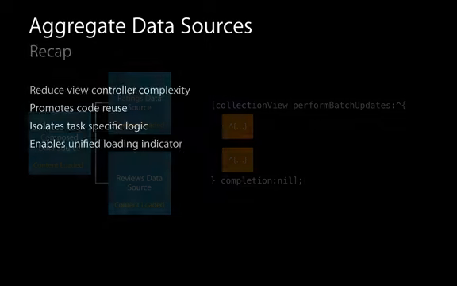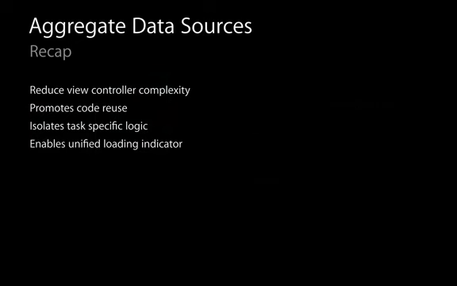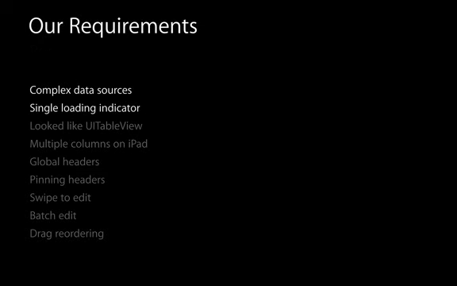So to recap, aggregate data sources were a great way for us to reduce our view controller complexity. Our view controller only does view controller-y things. It's no longer involved in the data source other than setting it up. And it went a long way to promoting code reuse. So now our code is scattered in these aggregate data sources that we use all over the place. And it isolates task-specific logic that we use for setting up our cells into the data sources where they're appropriate. And we got that single loading indicator that we were looking for. So that was our first two requirements.